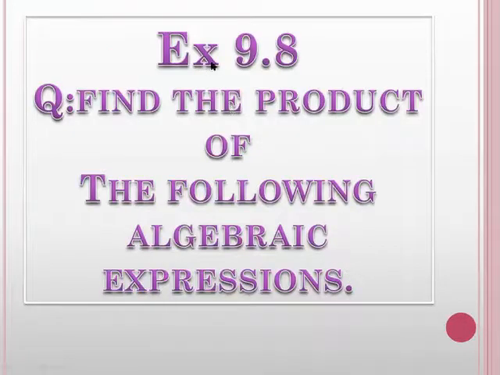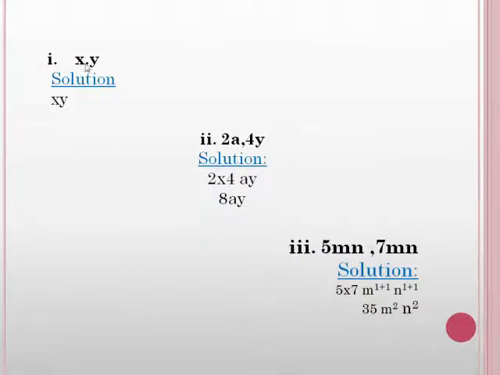Now here we start exercise number 9.8. The question is: find the product of the following algebraic expressions. The first question is x dot y. This dot shows multiplication, so we directly write xy. Simple multiplication in simple algebraic expressions, so we write directly xy. Second one is 2a comma 4a. These are the two expressions, so we multiply them. Firstly we multiply their coefficients, which are 2 multiplied by 4, and a and y are written as they are, they are the variables. So 2 times 4 is 8, and 8ay is the answer.